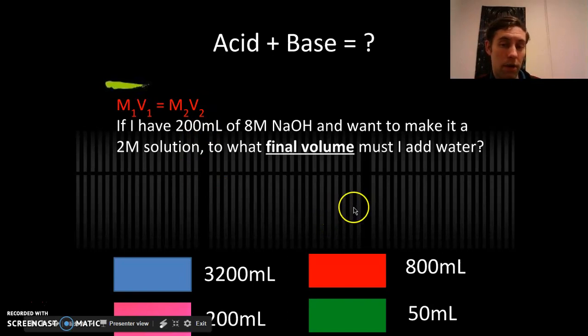We've got to get our new volume to be what? A little bit of algebra here. It's a base here, no big deal. We dilute it. We should get 800 milliliters. Hopefully that's straightforward. Run the math, check it out on paper, make sure it works out for you.